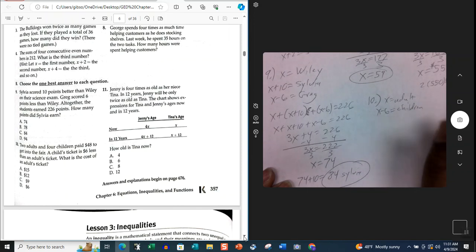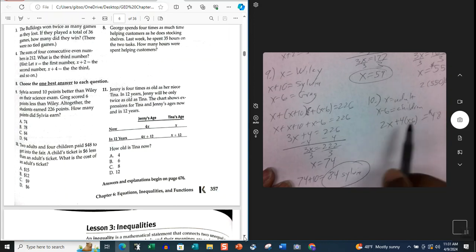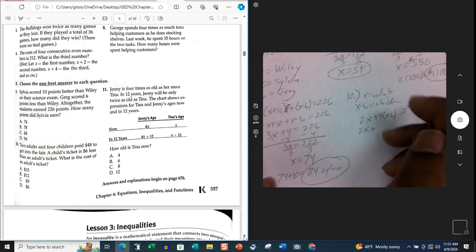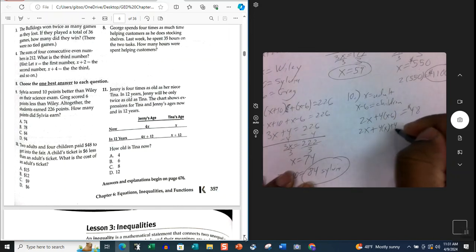Okay, now together, they were equal to $48. But before we add these together, remember it was 2 adults. So we'll do 2x for the 2 adults. And then it was 4 children. So then we'll do plus 4 times x minus 6. This is adult tickets, children tickets. So now we add 2x plus, we'll do the distributive property. It'll be 4 times x plus 4 times negative 6 equals 48.